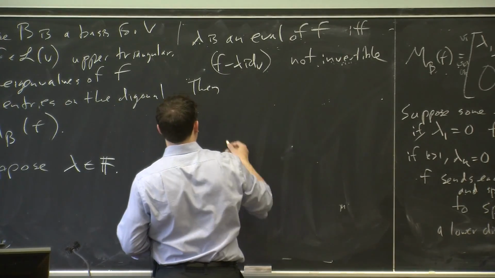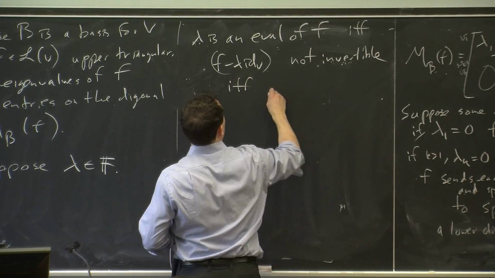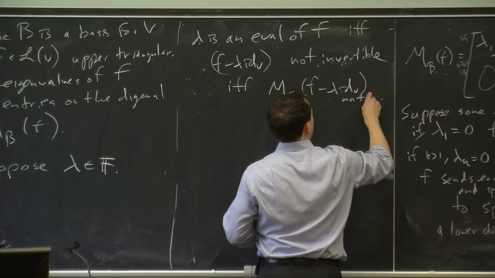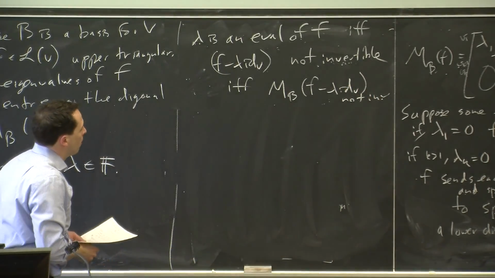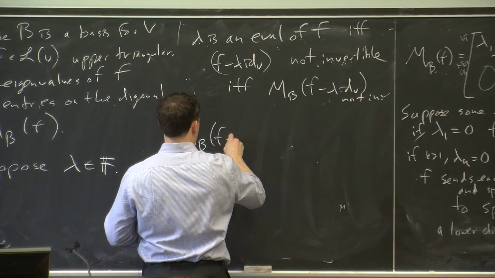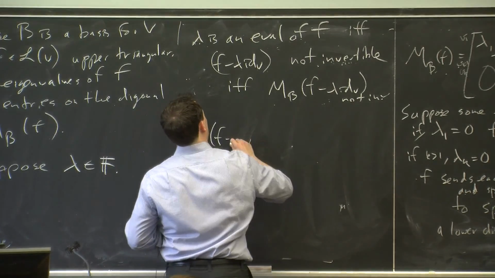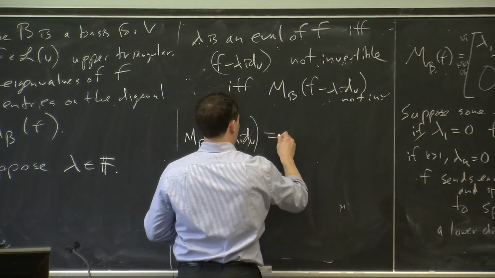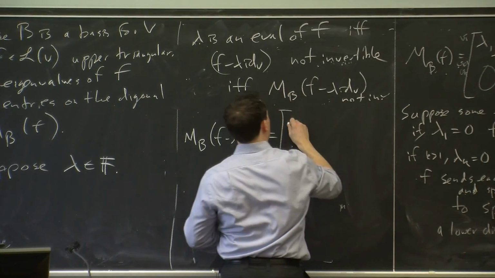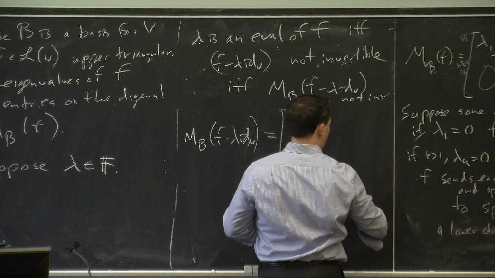And well, this is not invertible if and only if its matrix is not invertible. And either of those, connecting with the previous proposition, let's take the matrix of f minus lambda times the identity of V. What does that matrix look like? Well, it starts out looking like this, M_B of f: lambda 1, zeros below the diagonal, lambda 2, up to lambda n.